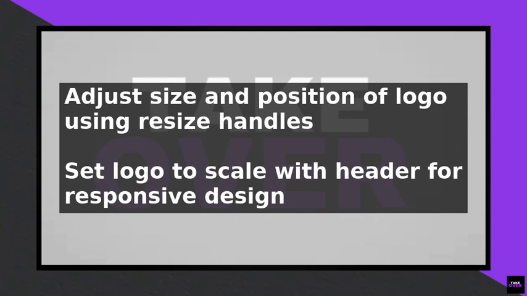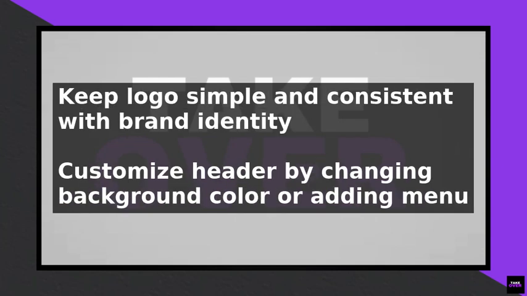In addition to adding a logo, you can also customize the header by changing the background color, adding a navigation menu or social media links. To do this, click on the header button in the top menu bar and select the settings icon. From the header settings, you can choose from a range of pre-designed header templates or customize your own header layout. You can also add or remove elements, change the layout and style, and adjust the spacing and padding.